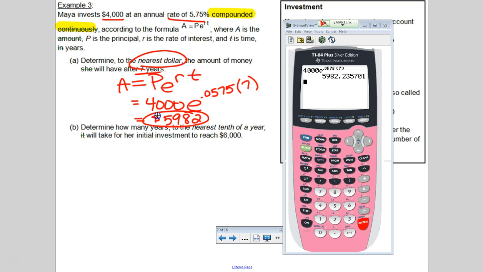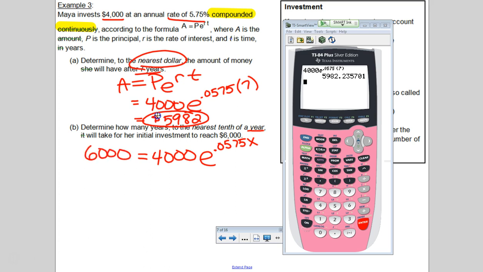All right, and now one last problem. Determine how many years to the nearest tenth of a year it will take for her initial investment to reach $6,000. Okay, so her initial investment was $4,000. So we always put the original there. And then because we're compounding continuously, we have our E. The rate, again, is the same problem. So it's still 0.0575. The year is what I don't know. So put an X there, and I'm trying to reach a goal of 6,000.